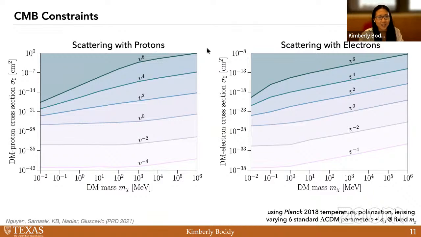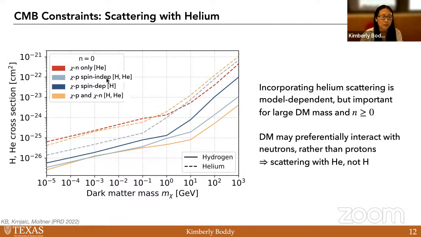I also mentioned that helium is around in the early universe, and if you're scattering with protons, you might wonder about scattering with helium, because helium also has protons in it. This is something that I looked at with my student Stacy Moltner, and I'm showing you the result for just a spin-independent type scattering. The complication with helium is that if you want to scatter on the protons that are in helium, as well as in hydrogen, then that cross-section becomes model dependent. It's determined by whatever model you have, so it's non-trivial to work out what the scattering amplitude should be for hydrogen and helium. They are related to one another.